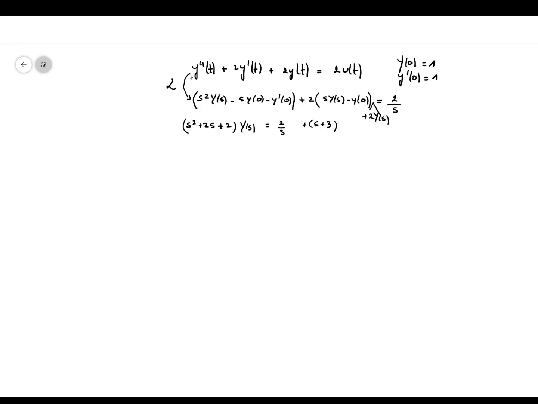So we can write Y of s as 2 over s squared plus 2s plus 2, plus s plus 3 over s squared plus 2s plus 2. So you might put it under the same denominator, but well, it doesn't really bring anything.